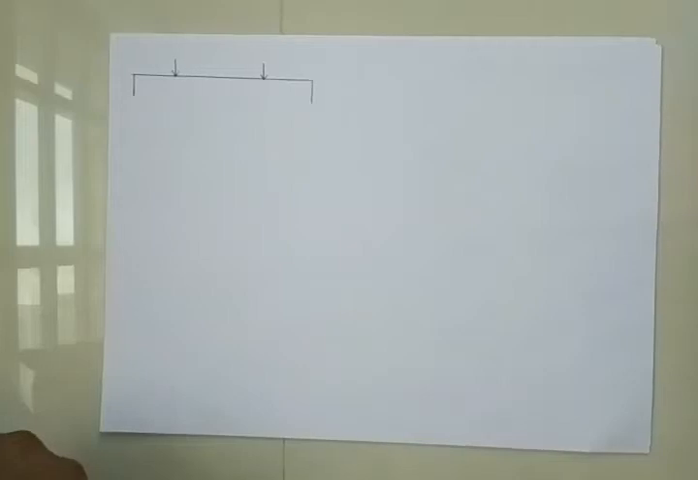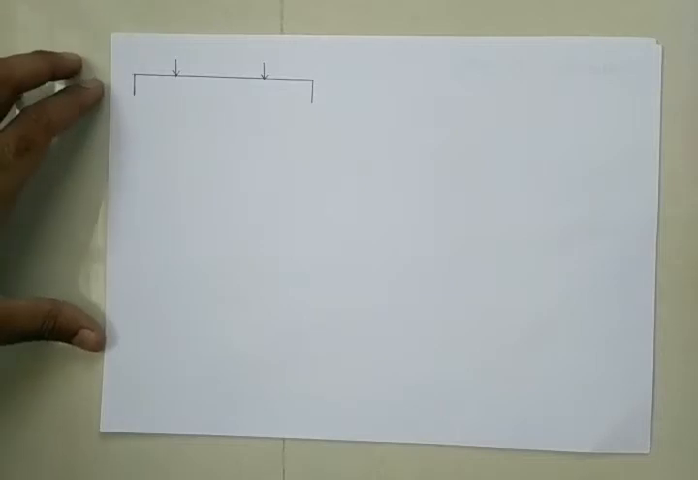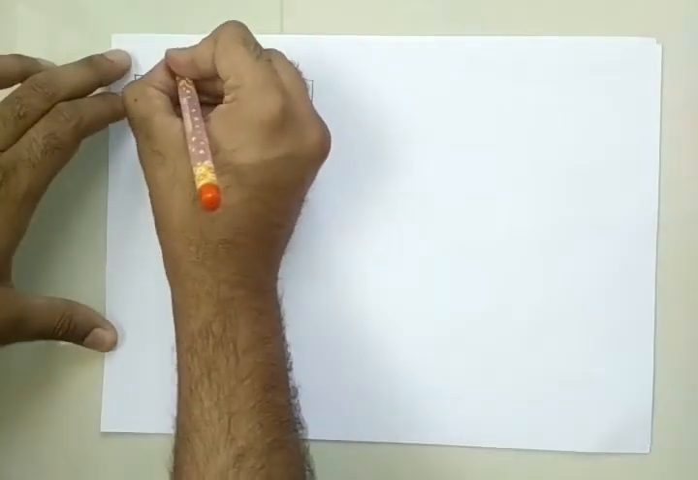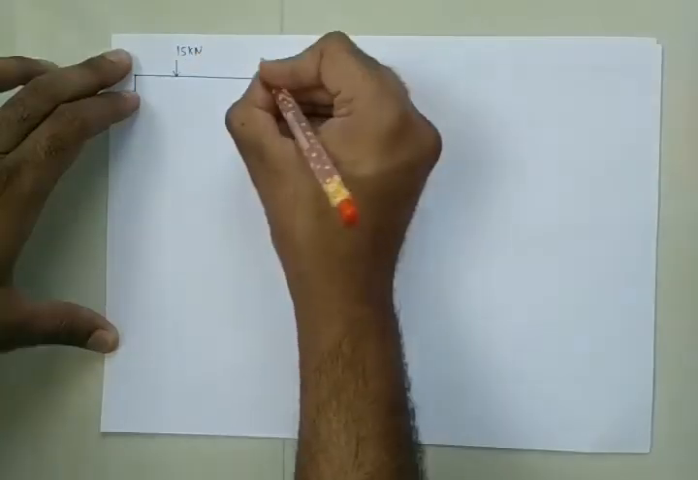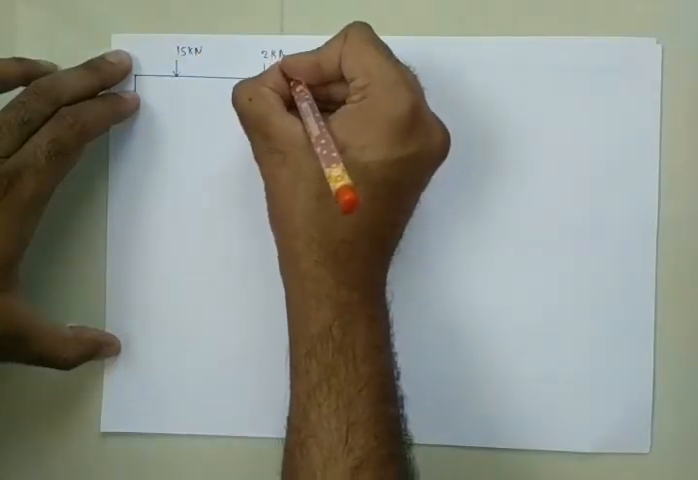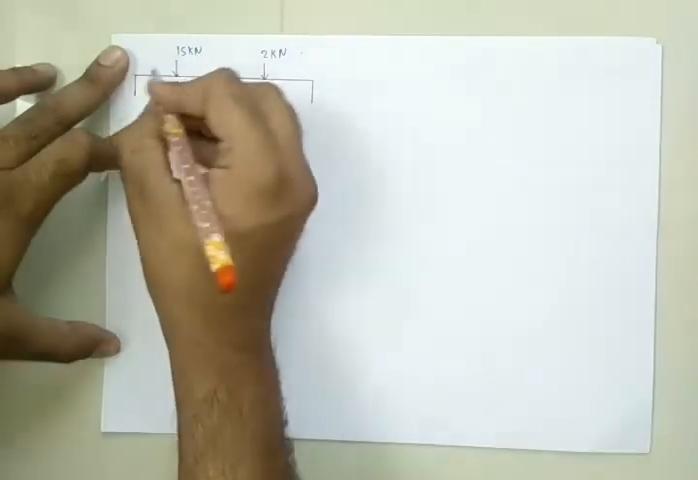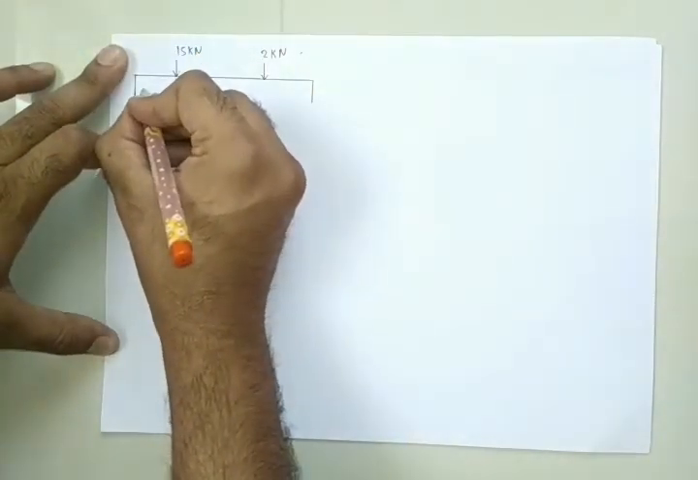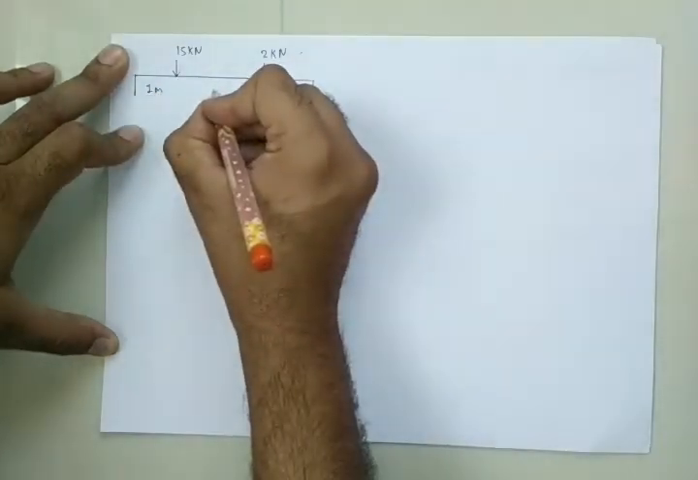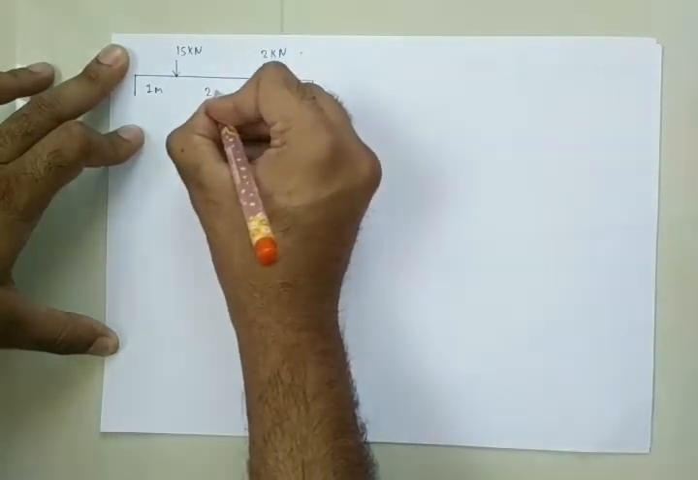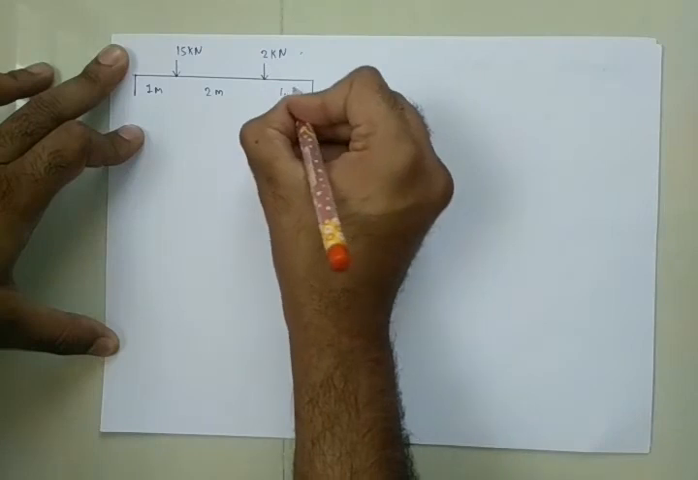Now let me take one example that is different from what we have seen previously. Let me say this is 15 kilonewton and this is 25 kilonewton of load acting on a beam. Here it is 1 meter, here it's 2 meter, and here it is 1.5 meter.